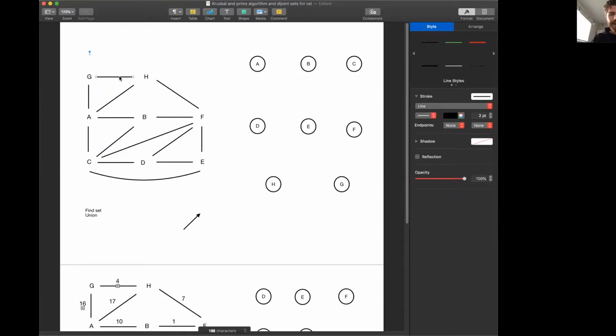So I'm going to process this edge. My loop is going through all the edges. I have the edge from G to H. What I need to do right now is check if G and H are in the same disjoint set. The way I can find where G belongs or where H belongs is I call find set on G, and I call find set on H. What should the answer be if I called find set on G? If anybody would like to answer.